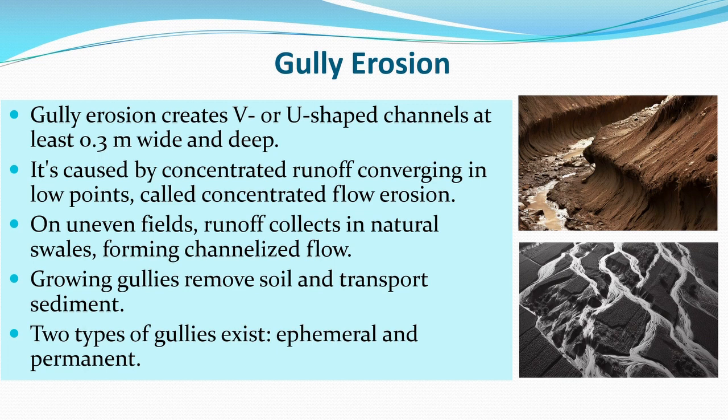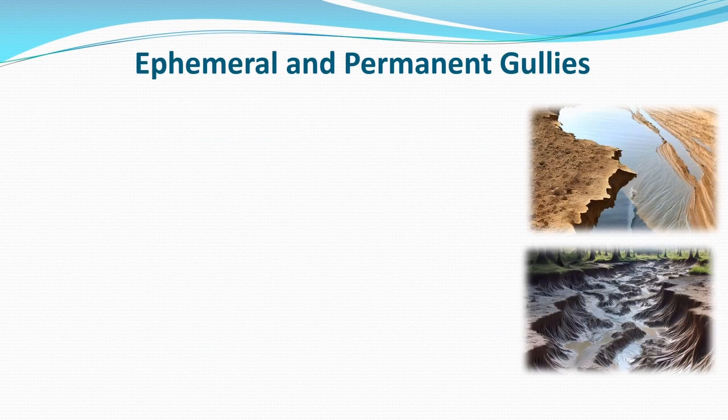There are two types of gullies. One is ephemeral and other is permanent. Ephemeral gullies are temporary gullies. They can be erased by certain tillage practices, whereas these permanent gullies are too large to be easily erased by tillage. It is difficult to restore the land into its original state if permanent gullies have formed. That's why they are called permanent gullies. The damage is too strong now.